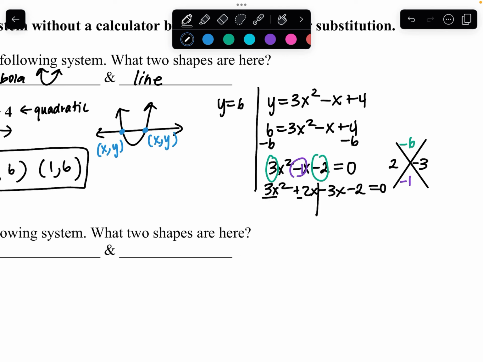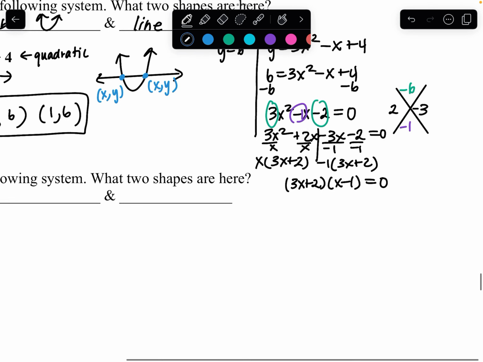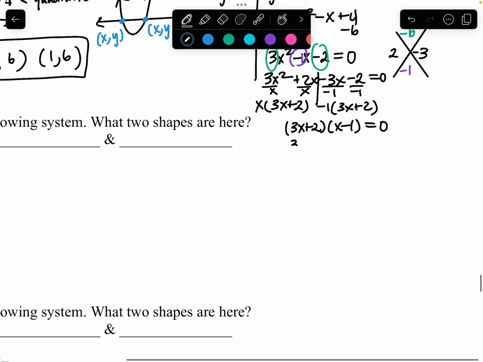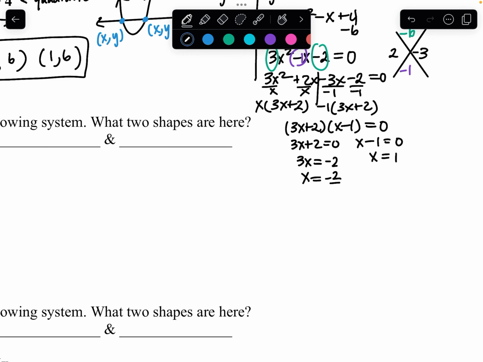a time. So in this case, I can factor out an x, leaving 3x plus 2. In this case, I would want to factor out a negative 1, leaving a 3x plus 2. And so my factors are 3x plus 2 and x minus 1 equal to 0. And so we would then set each factor equal to 0. In this case, I would get x equals 1. In this case, I would get x equals negative 2/3.